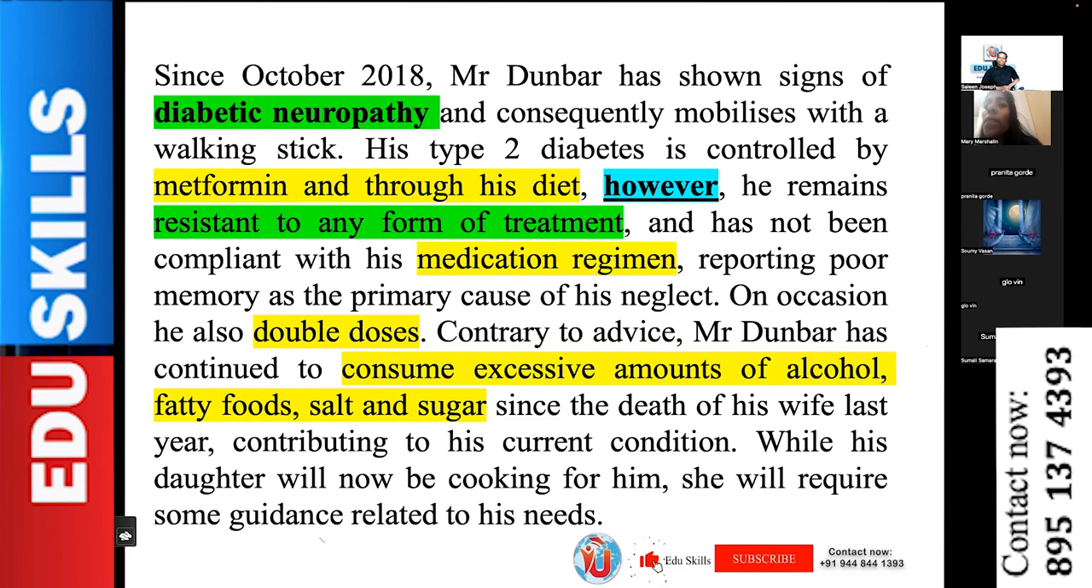His type 2 diabetes is controlled by metformin and through his diet. However, he remains resistant to any form of treatment and has not been compliant with his medication regimen, reporting poor memory as the primary cause of his neglect. On occasion, he also double doses. Contrary to advice, Mr. Dunbar has continued to consume excessive amount of alcohol, fatty foods, salt and sugar since the death of his wife last year, contributing to his current situation. While his daughter will now be cooking for him, she will require some guidance related to his needs.